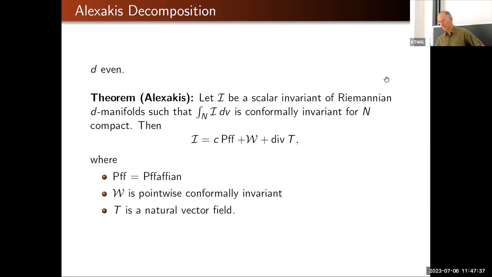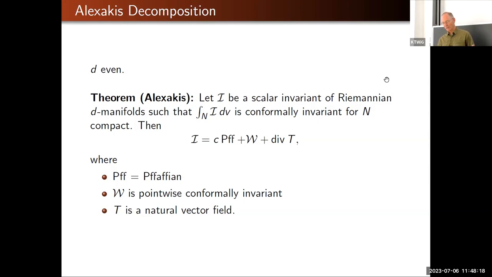And the third possibility is a vector field. You take the divergence, and the integral of a divergence is zero. So any scalar thing you get by taking a divergence of a one-form or vector field that is given in terms of a formula. So Alexakis' theorem says that any scalar thing whose integral is conformally invariant has to be a linear combination of these three types. It was a very difficult theorem. He wrote several papers of 50 to 100 pages, and then he finished with a 500-page book. So it's a complicated thing, but the statement is very intuitive.